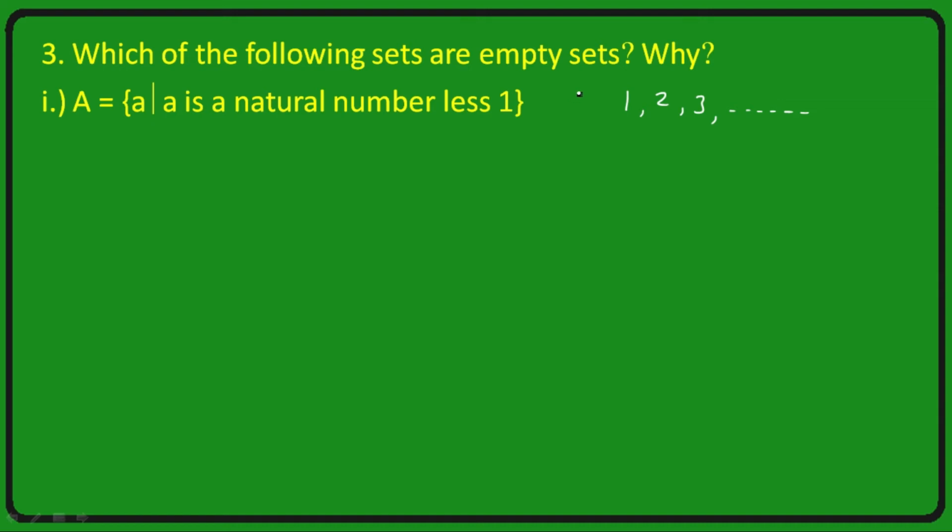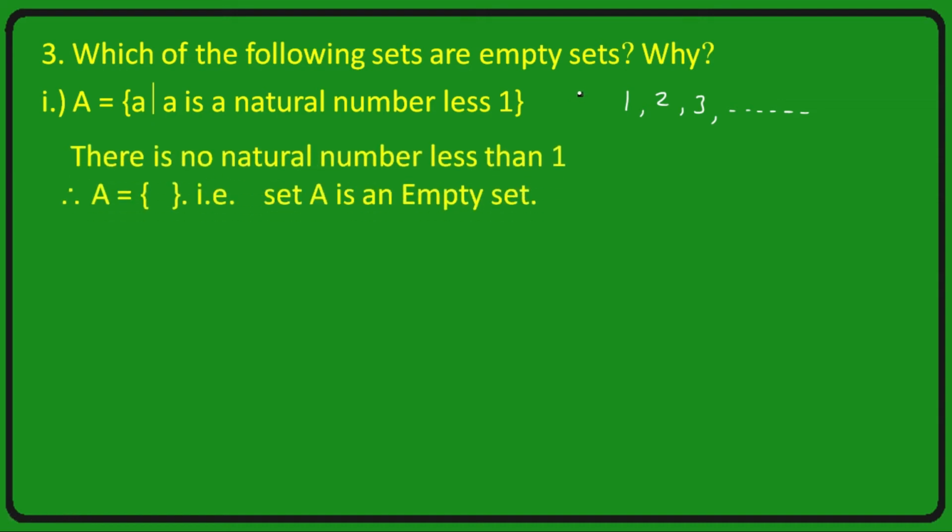Even 0 is not an element of the set A. Note this, some students make one mistake here. They write the set A like this, A is equal to containing 0, because they think that 0 is less than 1. 0 is less than 1, that is no doubt, but 0 is not a member of the natural numbers. Note this, 0 is not a member of the natural numbers, hence this is wrong.